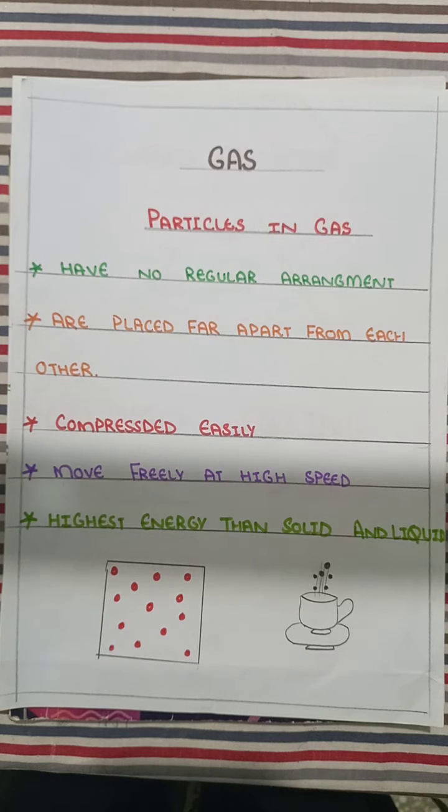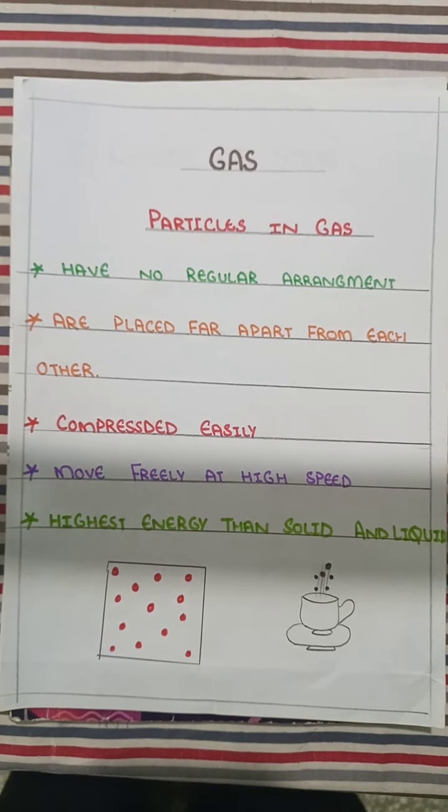For example, air is an example of matter in the gaseous state. Air is a mixture of gases. So when we fill air in a tire at high pressure, this tire is filled with the air. When we fill a balloon with air, the size of the balloon increases, which means that air is compressed in the balloon.